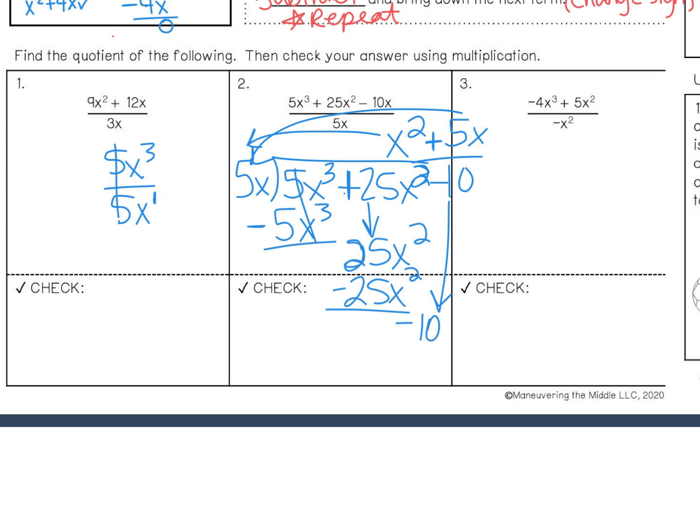Now, can we do... Oh, I didn't write the x. Negative 10x. Don't forget the letters. We talked about that. 5x times what is negative 10x? Negative 2. You do your multiplying. Now, this is where we talked about subtracting really is just changing the sign, because if you minus a minus, it's a plus. So our answer is x squared plus 5x minus 2.